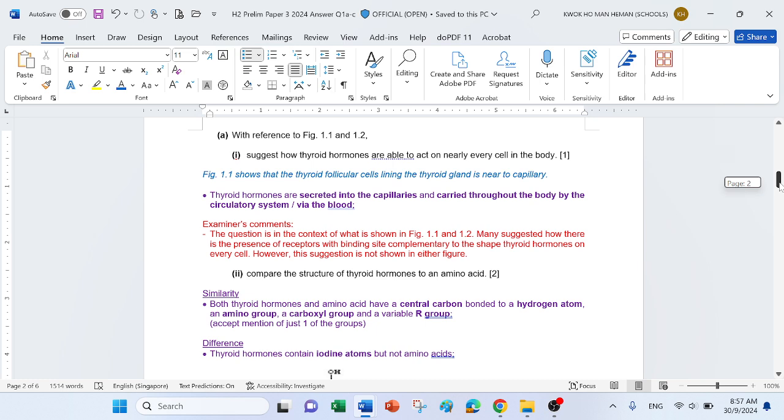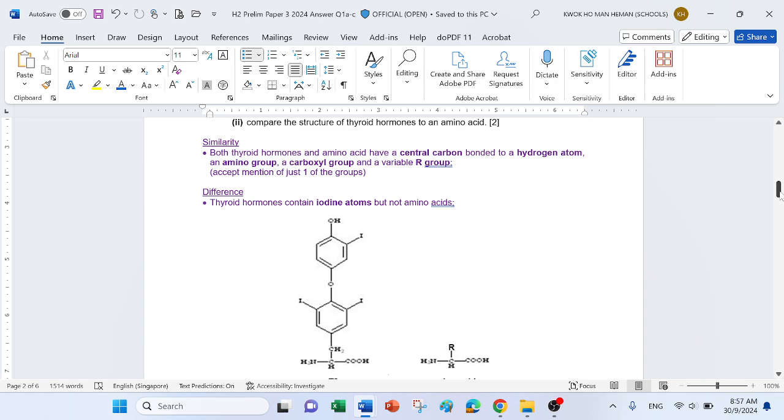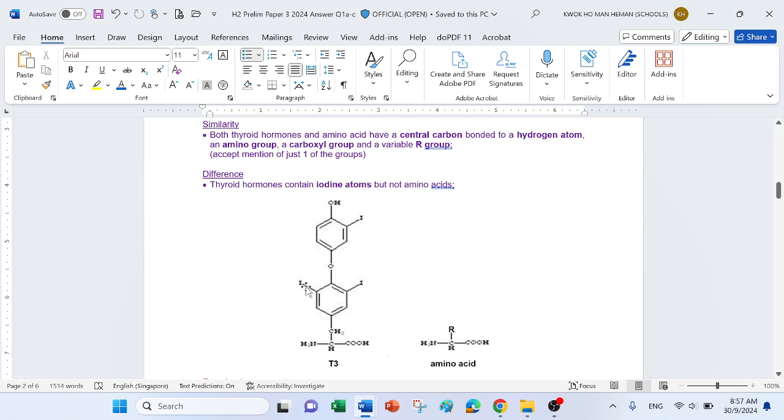Then for part 2, the compare, so both similarities and differences. It is 2 marks, so 1 similarity and 1 difference. Compare the structure of thyroid hormones and amino acid. I've rearranged the thyroid hormone to look like the normal configuration of an amino acid. You have the central carbon, same as the amino acid. There is the amino group, same as the amino acid. There's the carboxyl group, same as the amino acid. And the hydrogen atom, same as the amino acid.